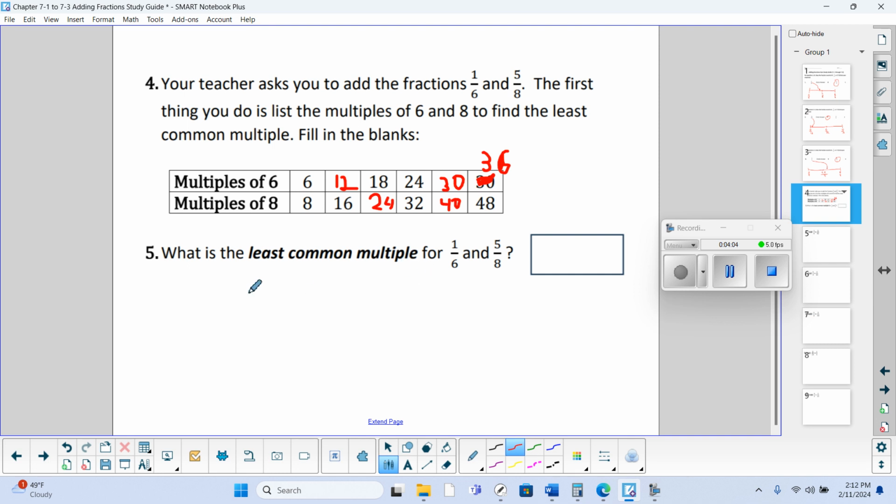In any case, the least common multiple is going to be the first multiple that these two numbers share. If you look at it, the first number I see them both share is 24, which means the least common multiple is 24. And that's going to be the denominator we use when we add these two fractions.